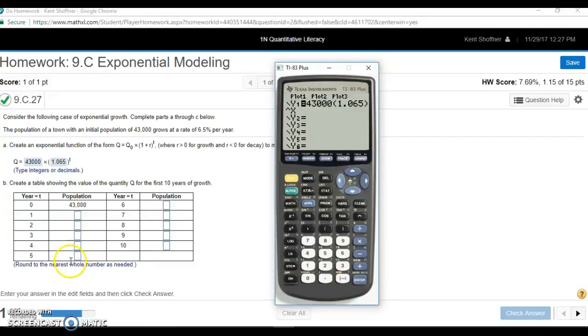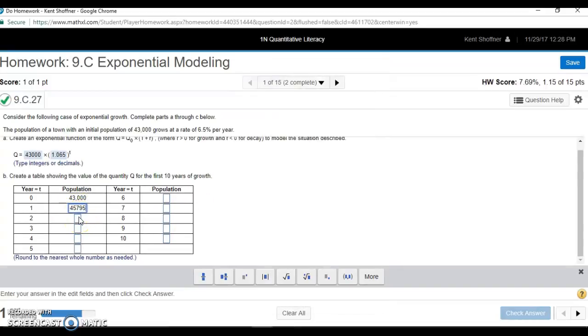So I can get these values pretty quickly. I don't have to plug any numbers into this formula and actually do the work, because once this is in the graphing calculator, I'm going to hit the second button, and then the graph button, and it takes me to a table of values. So I have my answers for when 0 is the year. I should have 43,000 people. 0, 43,000, there it is. Year 1, I have 45,795 people. Then I go back to my calculator.